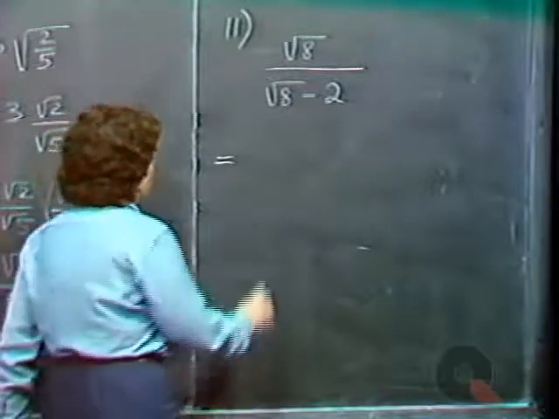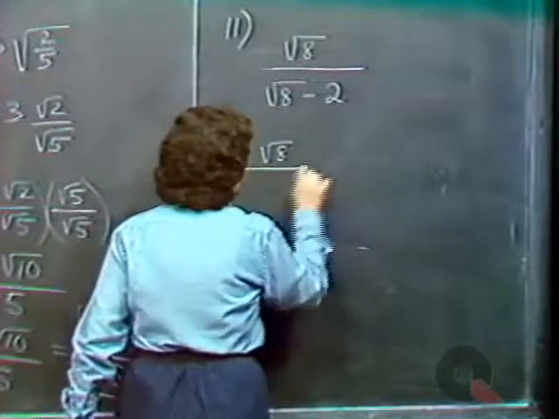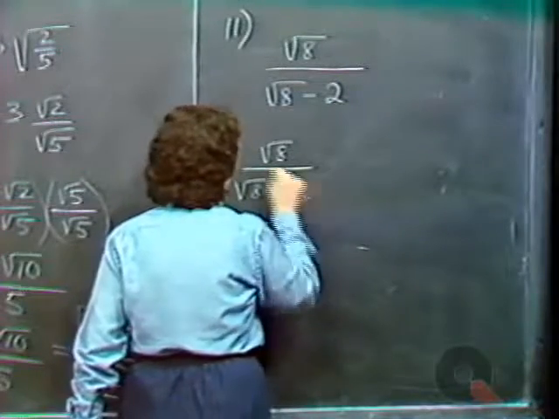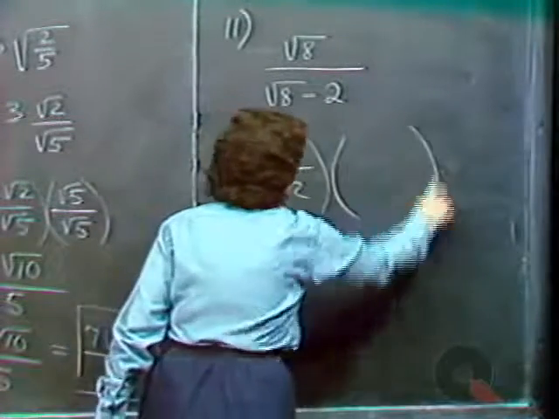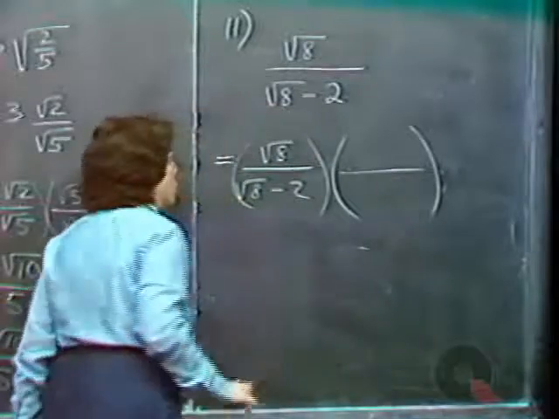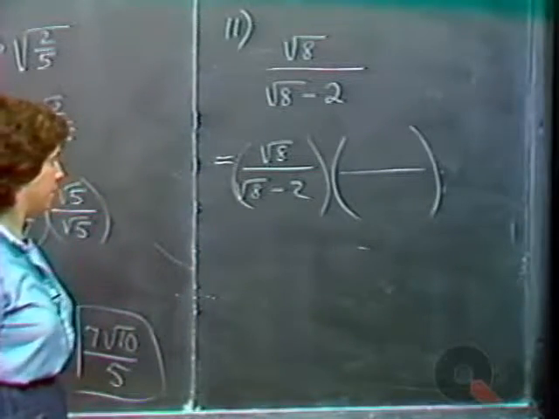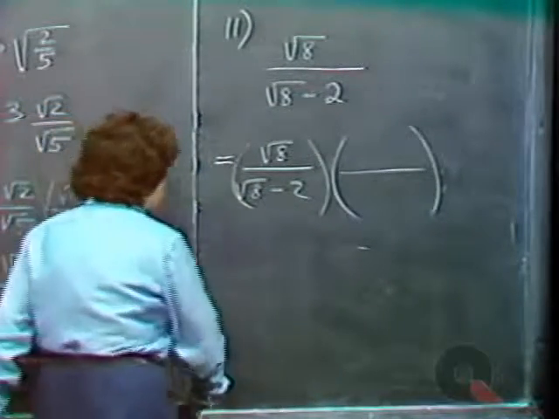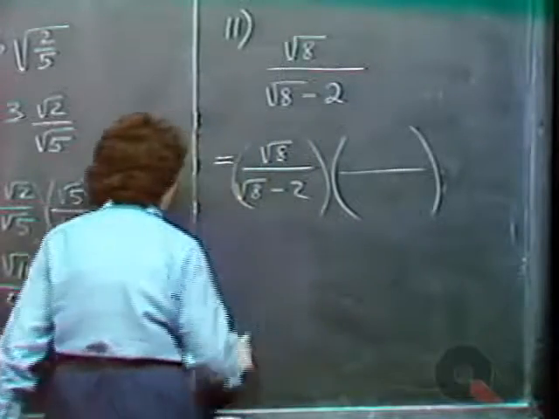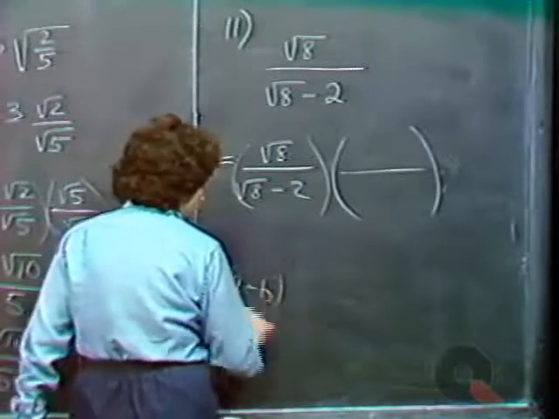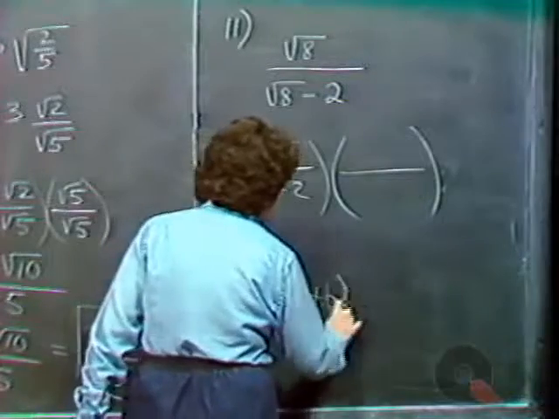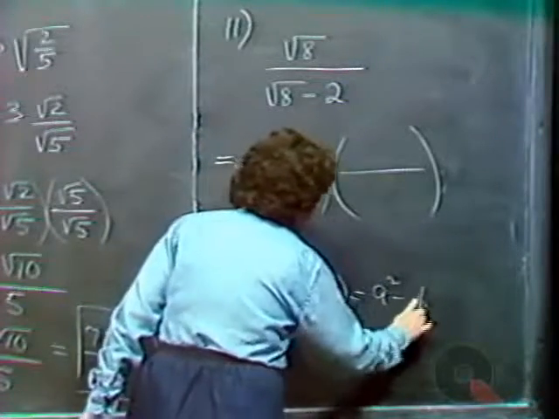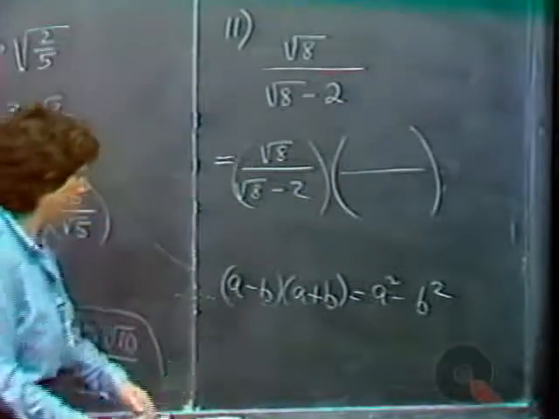Okay, so what we need to do is to multiply top and bottom by some quantity so that there is no longer a radical in the denominator. Well, if you remember that a minus b times a plus b is a squared minus b squared.